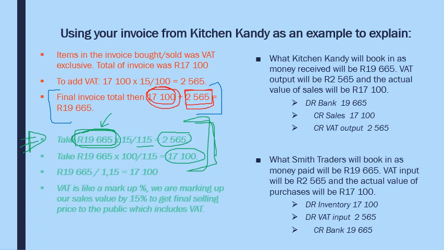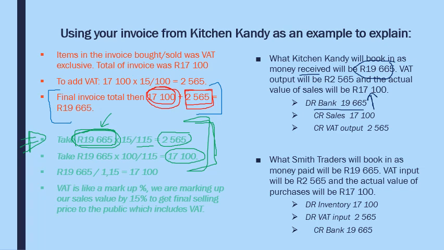Okay. So just to look at this Kitchen Candy invoice in terms of, I want to say almost journal entry breakdowns, taking you back to learning unit 2 a bit with debits and credits. So what Kitchen Candy will book in as money received, okay, they made a sale, is 19,665. So bank goes up, happy, you debit bank. You can see it at the bottom over here.